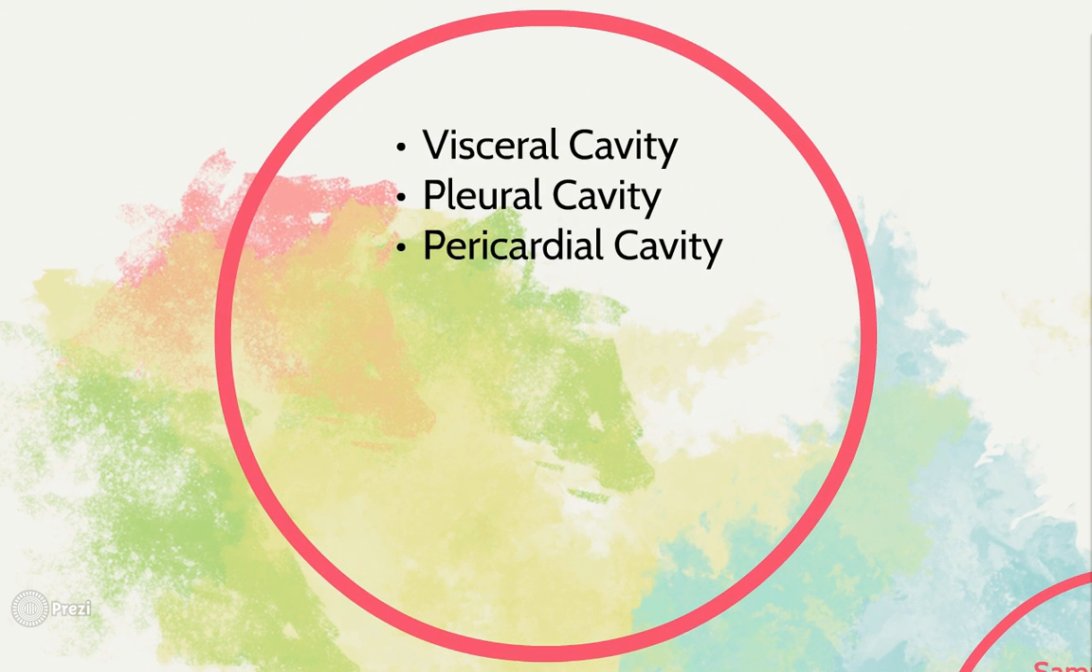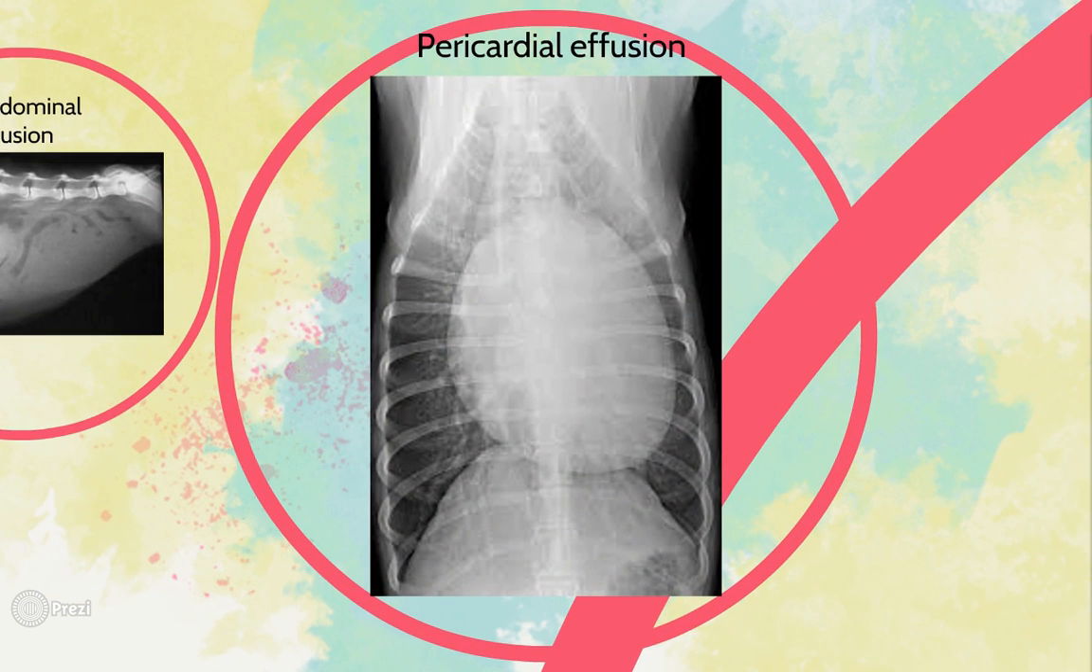So we'll go through each of these: the visceral, pleural, and pericardial cavity. This is an example of pericardial effusion, showing up on X-ray. And you can see here that the heart looks extremely bulbous. It doesn't have a nice identifiable apex.